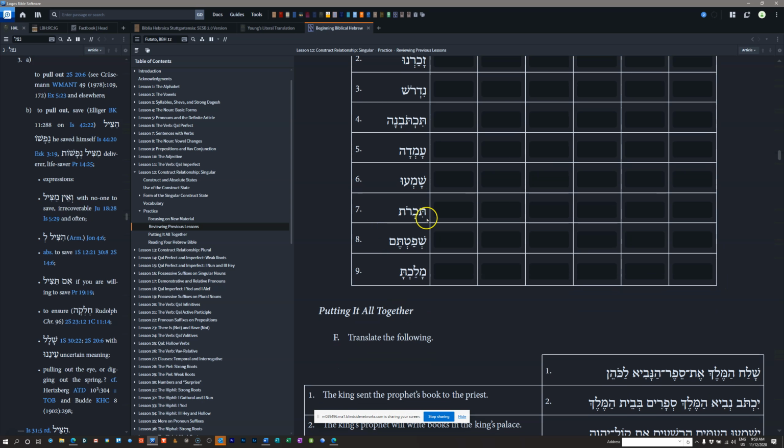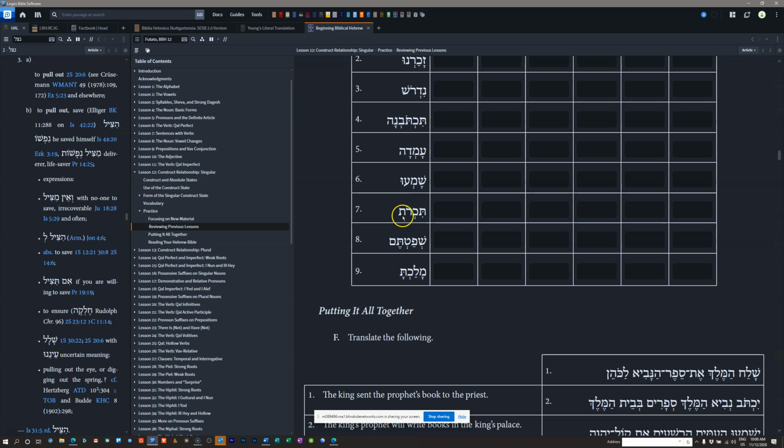Number 7, we've got tikrot. All right, I've got 4 letters. What are my prefixes? What are my suffixes? Is tav ever added as a suffix? Tav is added as a suffix in the cal perfect, the second person singular. First person singular also uses tav, but it's tav heric yod. So, let's see here. If it were perfect, second person masculine singular would use tav kametz.